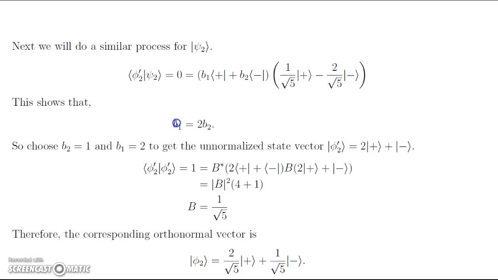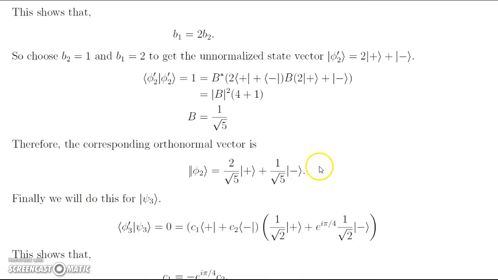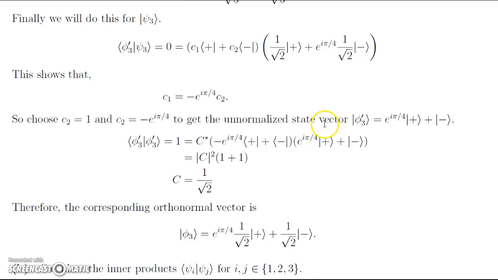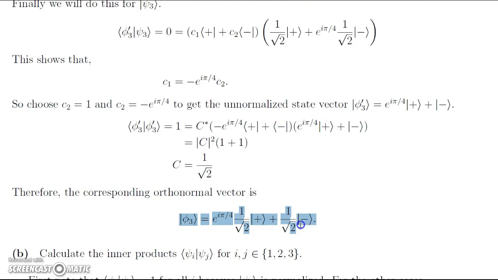And here we just find what b2 and b1 have to be for our coefficients, find the normalization constant capital B, and we get the corresponding orthonormal vector of phi 2 equal to 2 over root 5 plus 1 over root 5 minus, which is once again what we expected from our above observation. And finally, do this for psi 3 and go through the same process, and we're left with the corresponding orthonormal vector of phi 3 equal to e to the i pi over 4 over root 2 plus 1 over root 2 minus. And once again, this is what we expected.